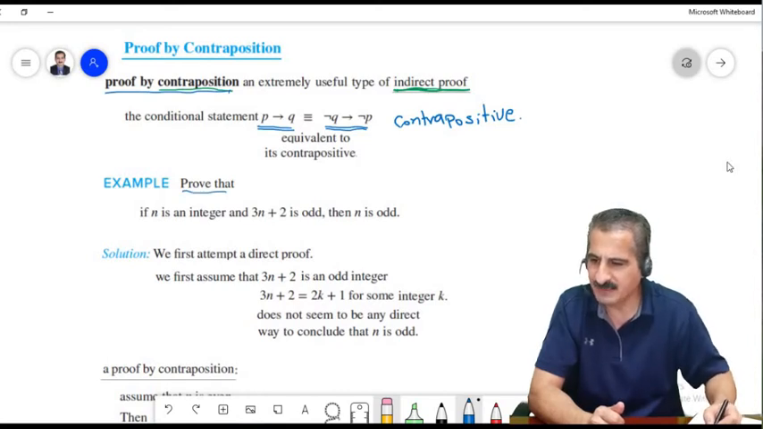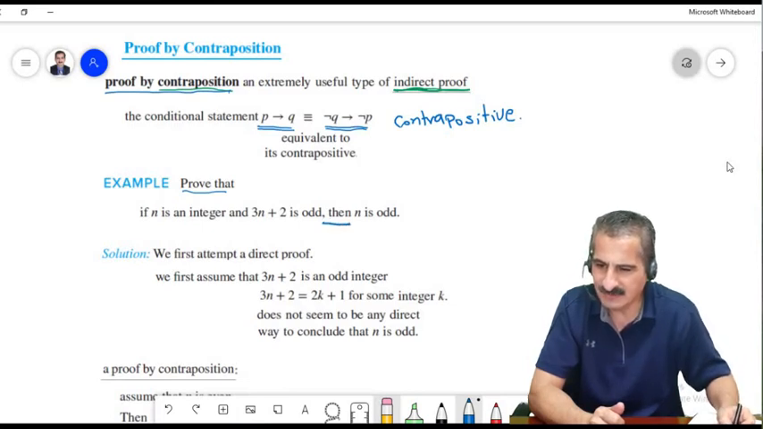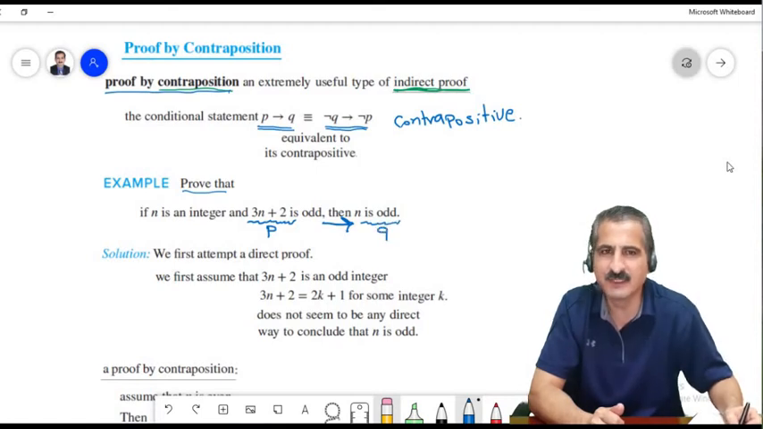Prove that if n is an integer and 3n plus 2 is odd, then n is odd. So we have this assumption, 3n plus 2 is odd. We can say this is P. N is odd, this is Q, the conclusion. And we will go by contrapositive. We will prove the following.